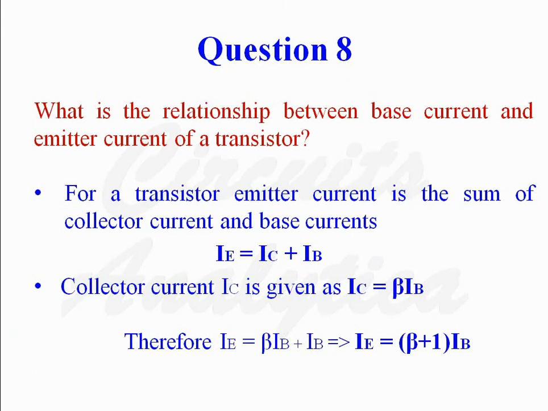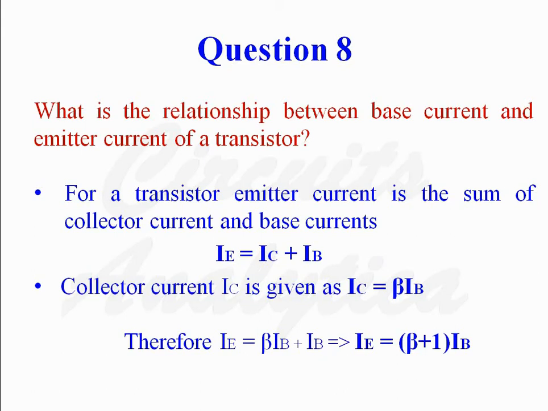What is the relationship between base current and emitter current of a transistor? For a transistor, emitter current is the sum of collector current and base current. IE is equal to IC plus IB.